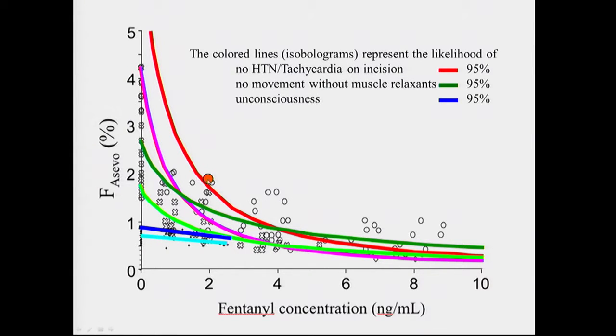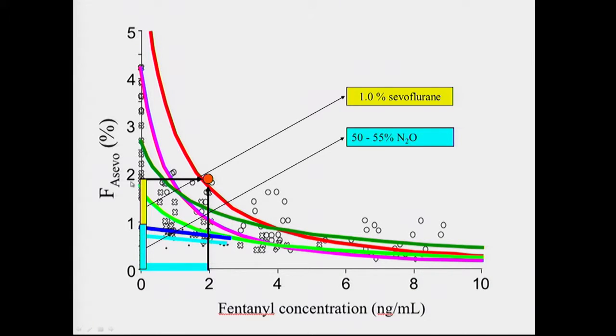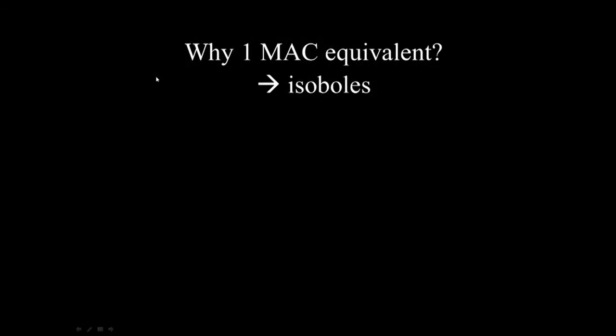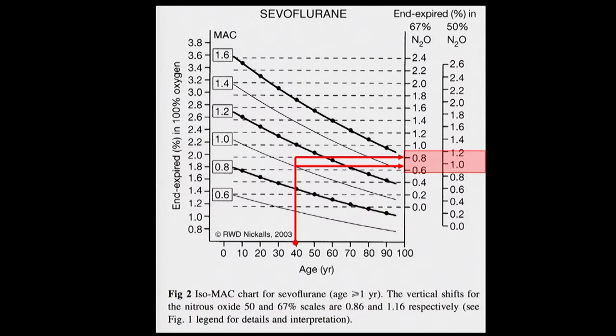This will bring me right here. So with this particular combination, there is more than 95% chance that there will be no hypertension and tachycardia on incision. My patient will not move. I'm way above the 95% movement isobol, and certainly my patient will be unconscious. But of course, I'm going to divide the 1 MAC into 50 to 55% of nitrous oxide, and then here is my 1% sevoflurane. These were the numbers that I picked up when I showed you this graph right here.